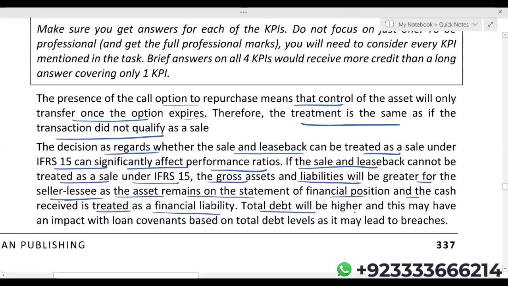The total debt will be higher, and this may have an impact with the loan covenant based on the total debt level, as it may lead to breach. Now, there's a possibility that on existing loan there is a covenant. If you take more loan, then there's a possibility that breach of covenant might occur.